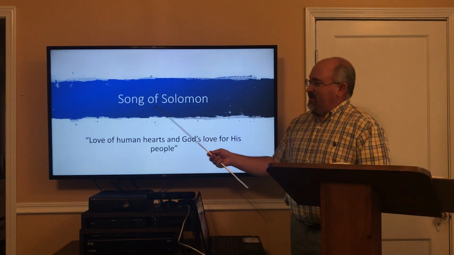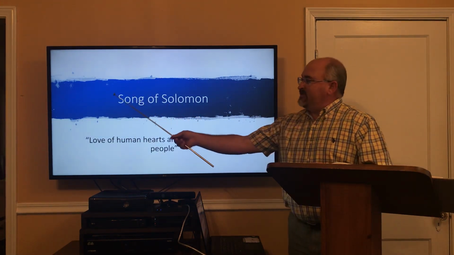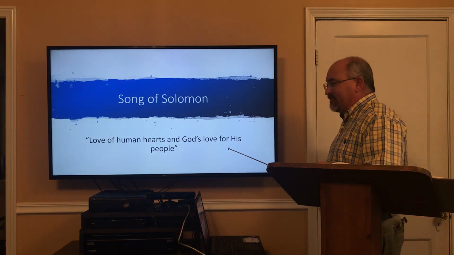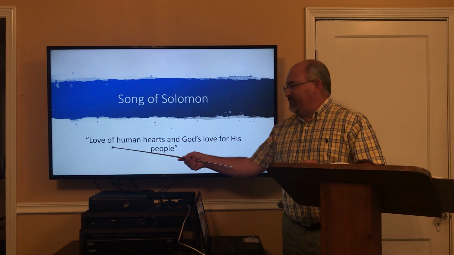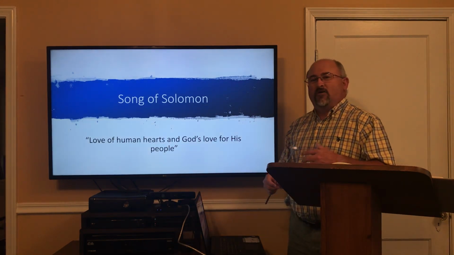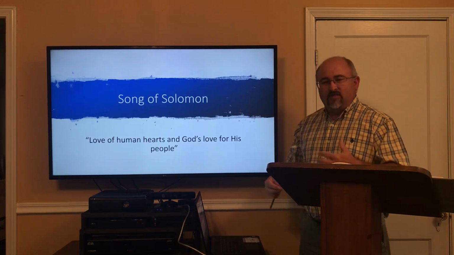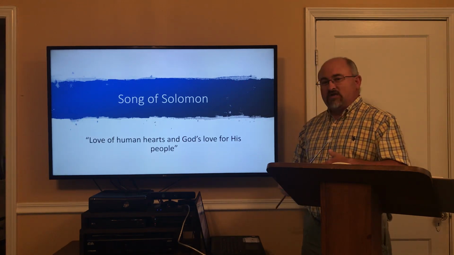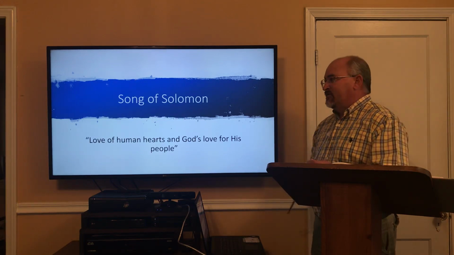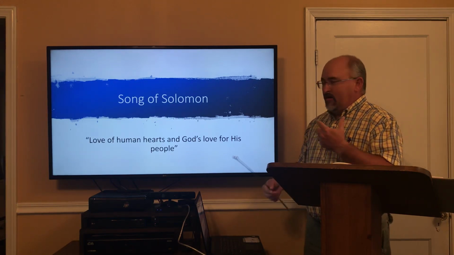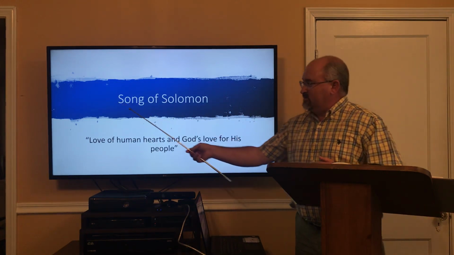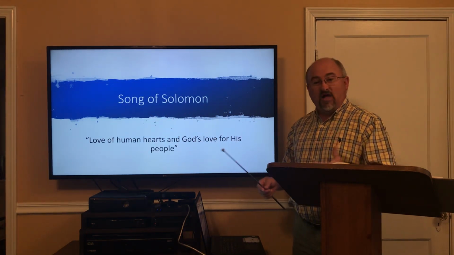Song of Solomon. A lot of people wonder why this book is even in the Bible. Because it talks about love. It talks about love of human hearts and God's love for his people. So as you study the Song of Solomon, it's a love story. Solomon pours out his heart. He talks about young love. He talks about the relationship between a man and a woman that are in love. So a lot of that information you're going to find in the Song of Solomon.